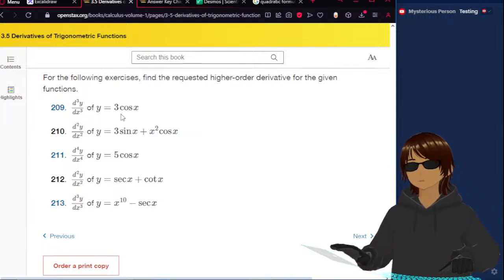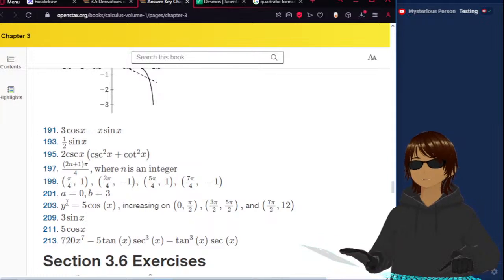But this one, 3 will remain. The first derivative is minus sine. Second derivative is minus cos. Third derivative is sine. So it's 3 sine. Yeah.